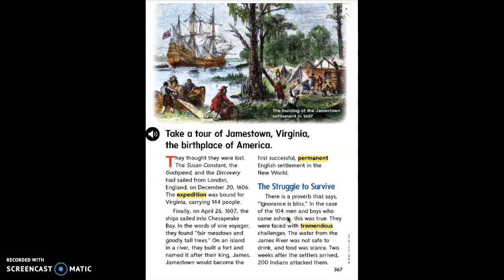Again, we had said that you want to look for those signal words and those keywords that had happened, or maybe dates of time, and you can tell right here, 2 weeks later also signals an event in time where the settlers were attacked. So let's head over to our sequence map, and let's go ahead and put those events in order.